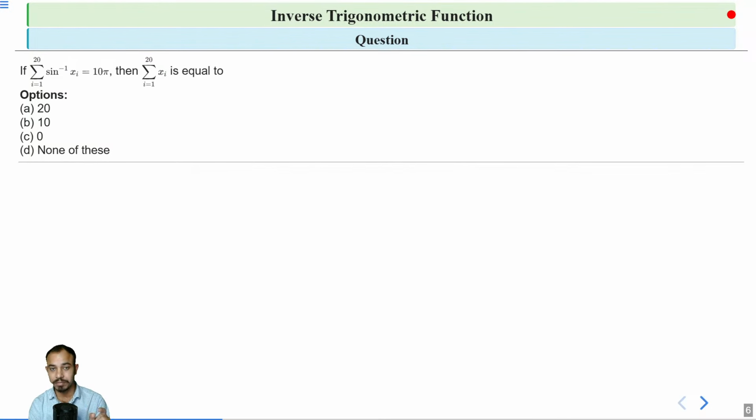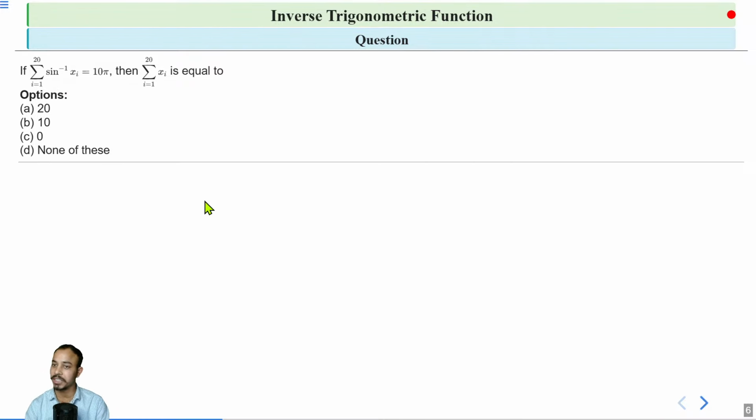In this question, we have the summation from i equal to 1 to 20 of sine inverse of xi, which is equal to 10 pi. You have to find the value of the summation from i equal to 1 to 20 of xi. First of all, use this equation, simplify, and find the value of xi for i equal to 1 to 20. Then you will easily get the summation of xi. We have given 4 options, so you have to choose the correct answer from the given options.